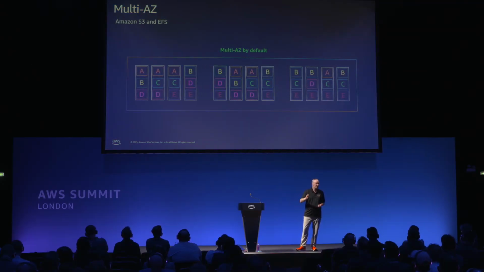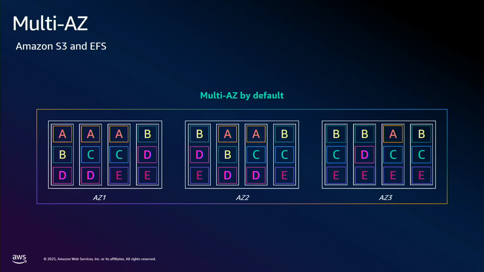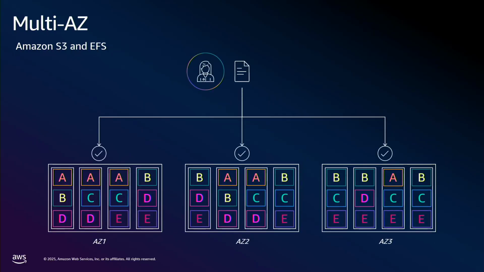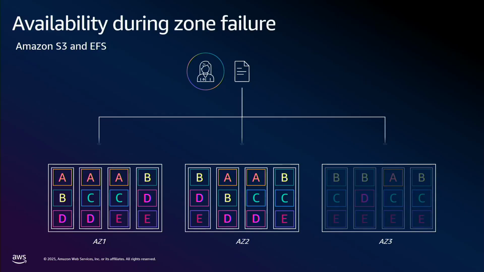Here, unless you specify otherwise, we are distributing those parts across at least 3 availability zones, such that as soon as you're writing data, by the time you've got that 200 success response back, it's already stored in at least 3 availability zones and is resilient to the loss of one of those availability zones. And if one's offline, not only can you continue to write data, but you also can continue to read data because, of course, we have enough parts available to do that.